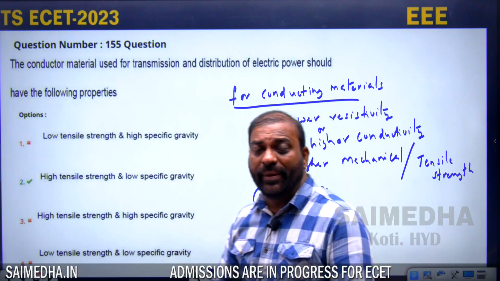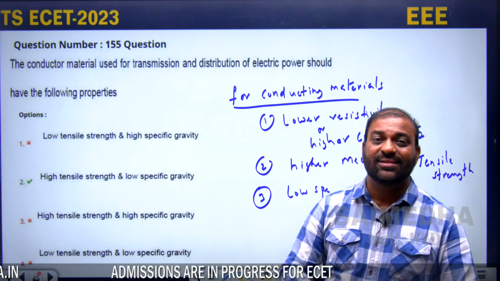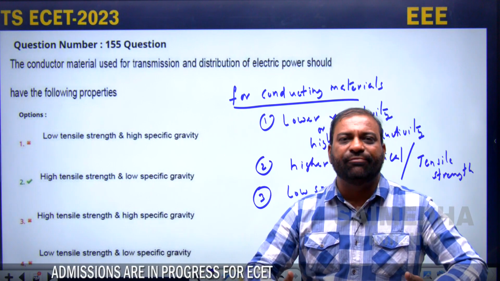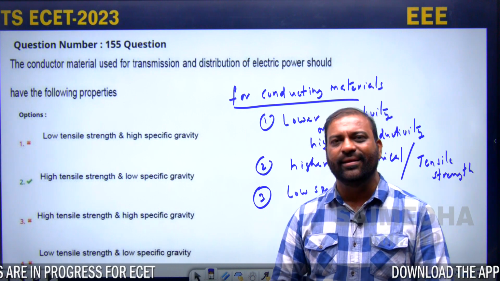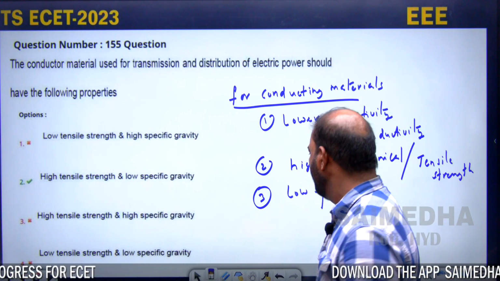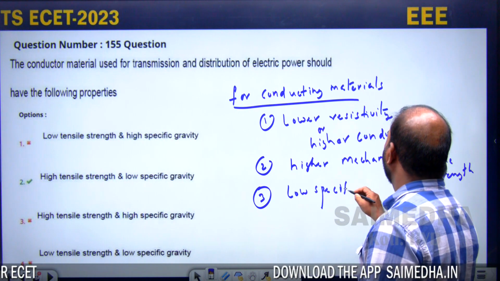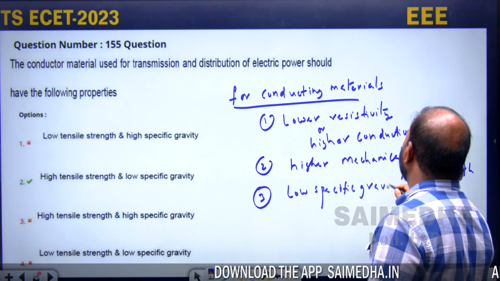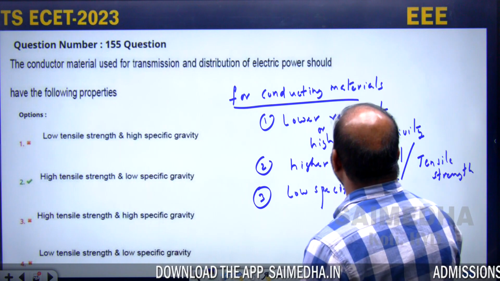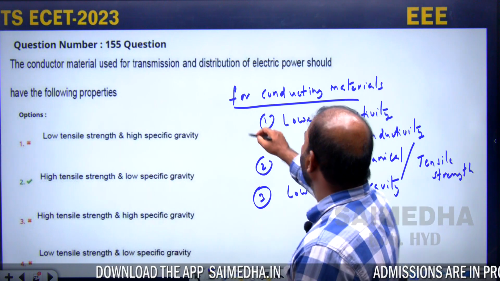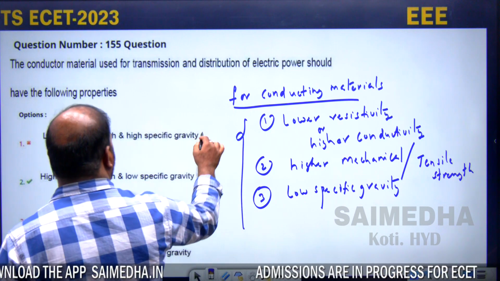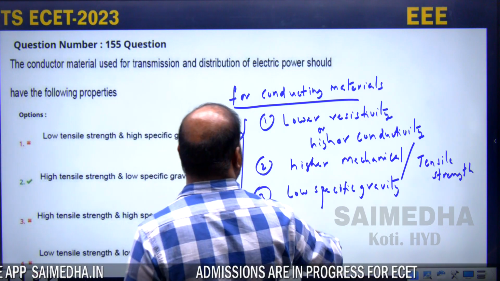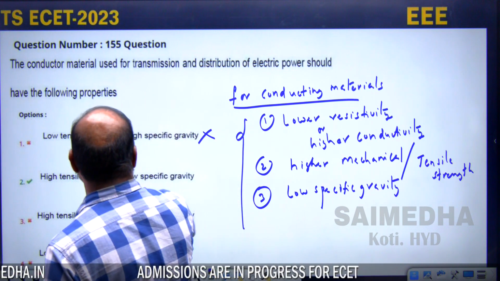If specific gravity is low, the weight of the conducting material is low, then it is easy to handle that particular conductor, to transport and to use it. So lower specific gravity means lower weight. These are the preferable qualities. Low tensile strength is not required; higher tensile strength is required. High tensile strength and low specific gravity.